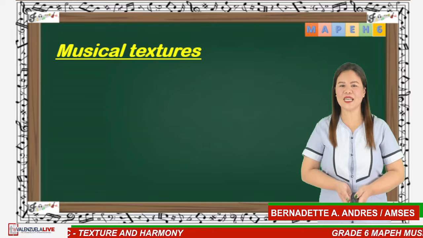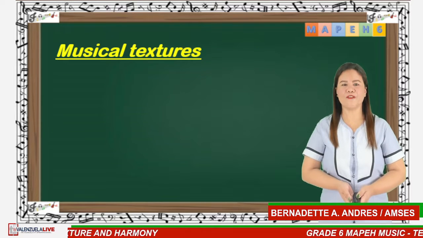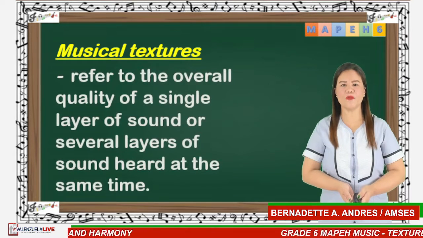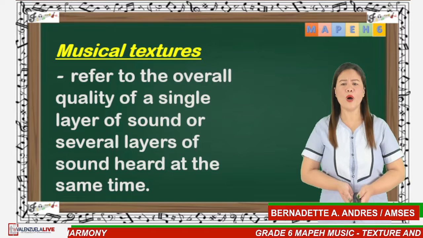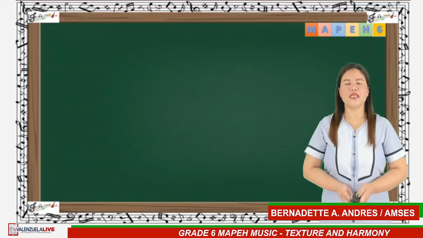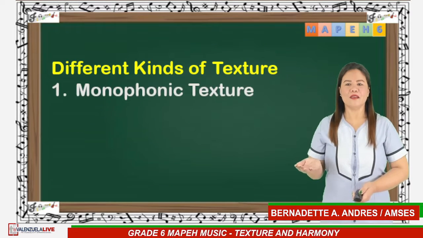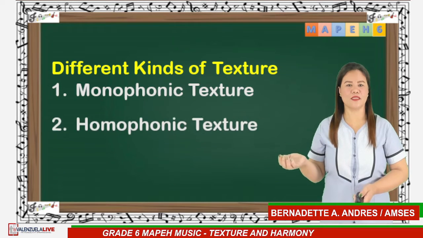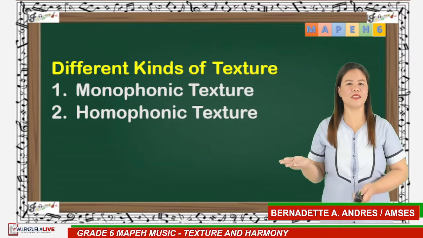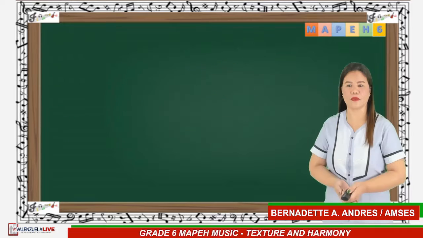Musical texture refers to the overall quality of a single layer of sound or several layers of sound heard at the same time. There are different kinds of texture. They are monophonic texture, homophonic texture, and polyphonic texture.